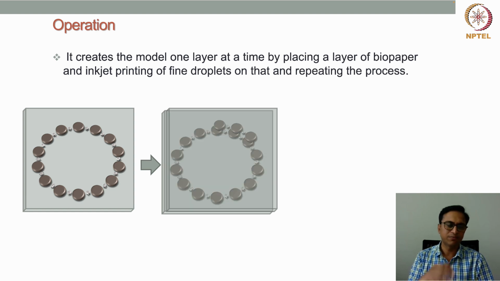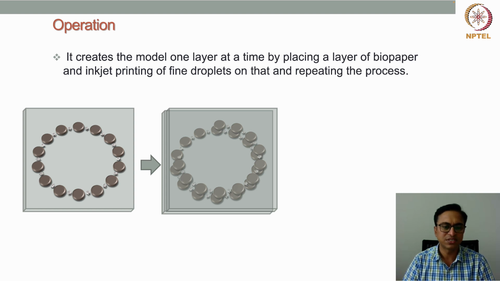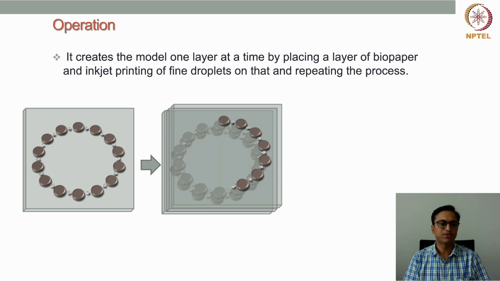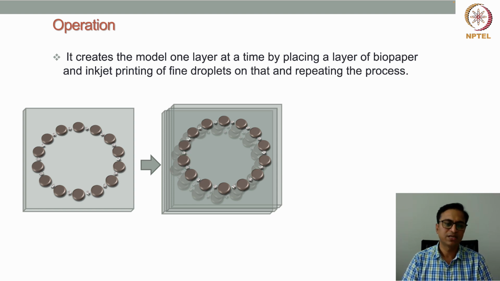Then another layer of biopaper is placed, and then the same process is repeated where the droplets are again patterned on this second layer. Similarly, a third layer of biopaper will be placed, and then the droplets will be printed again. So this is how the required height is achieved.